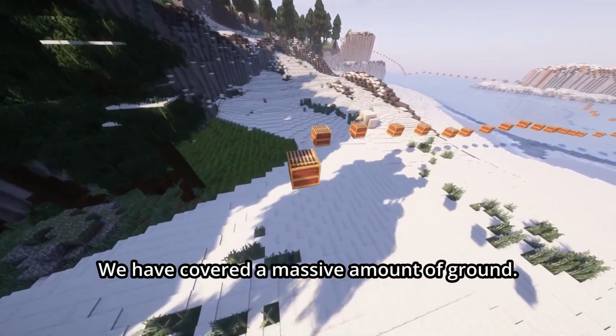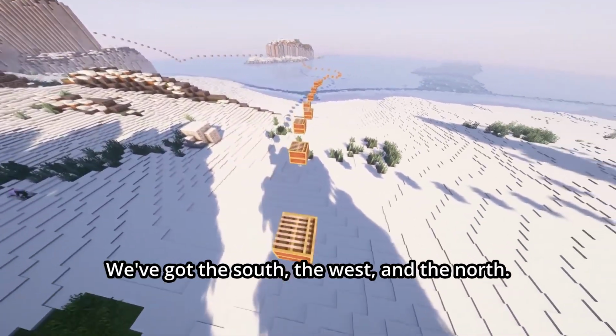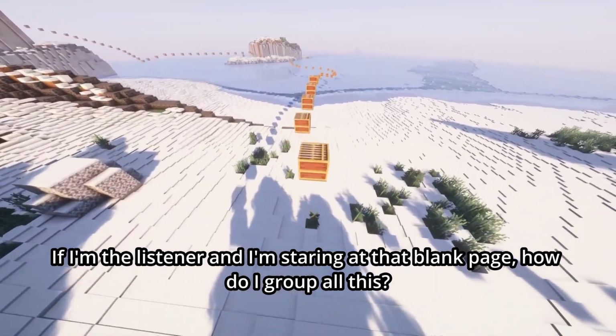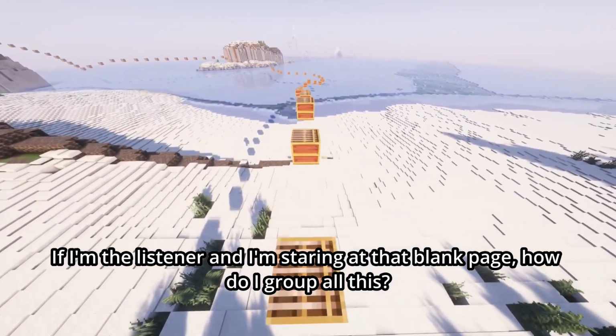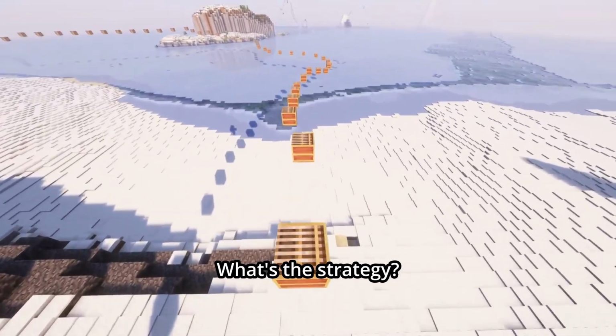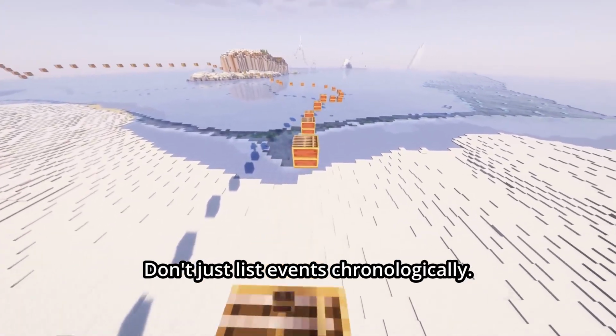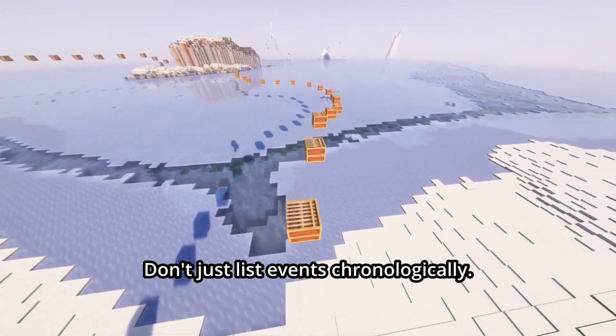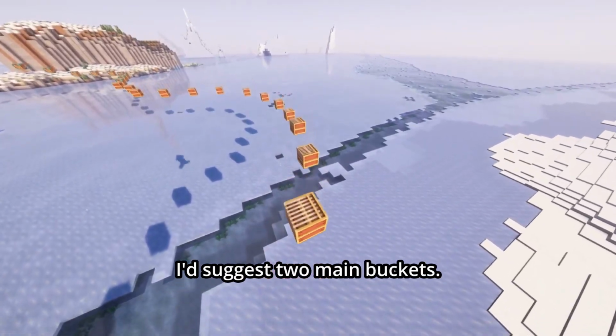Okay, we have covered a massive amount of ground. We've got the South, the West, and the North. If I'm the listener and I'm staring at that blank page, how do I group all this? What's the strategy? A good question. Don't just list events chronologically, group them by theme. I'd suggest two main buckets.